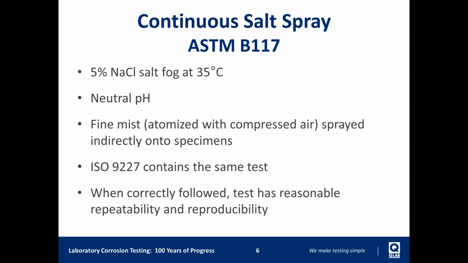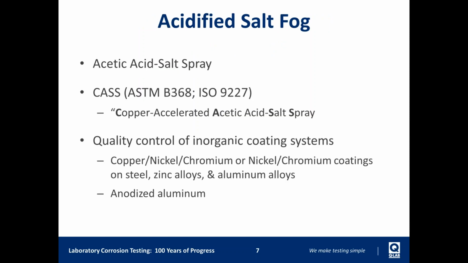So to give a little bit more detail, as I mentioned, this is a 5% sodium chloride solution, and the test is run at 35 degrees Celsius. The pH of the solution is supposed to be neutral. If it's acidified, it's going to cause a higher rate of corrosion. And it's important that the mist is finely sprayed and that it's not actually washing off specimens. What's great about this test is it's got very good repeatability and reproducibility, and there's a lot of testers on the market that are available to run this test. And even tester to tester, you're going to get similar results because a salt fog is pretty easy to repeat.